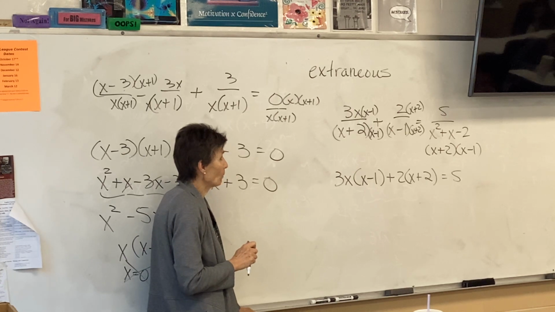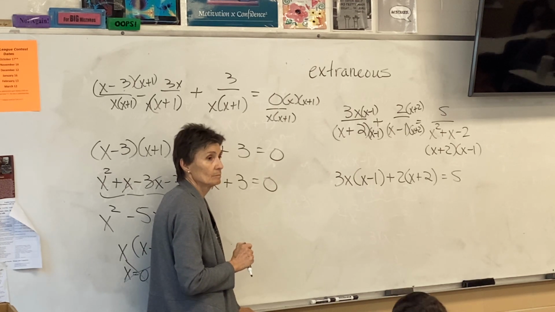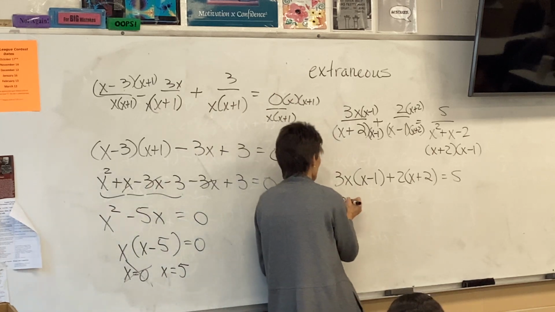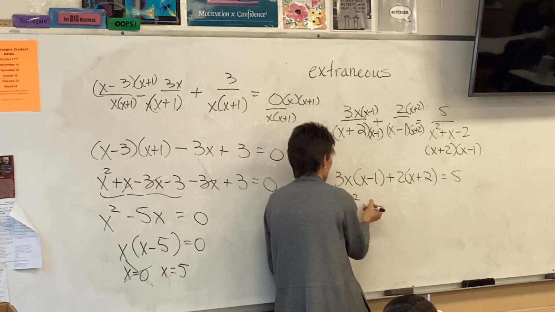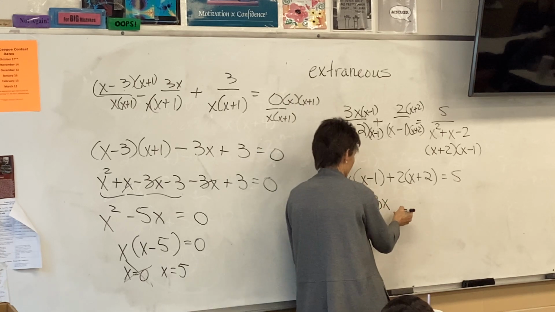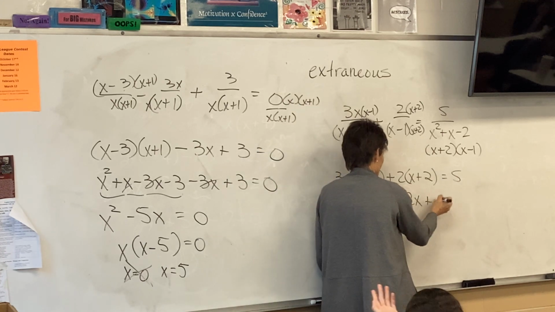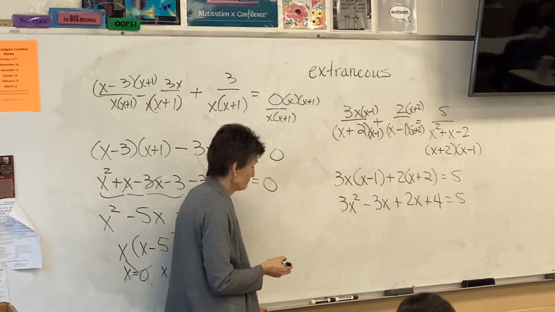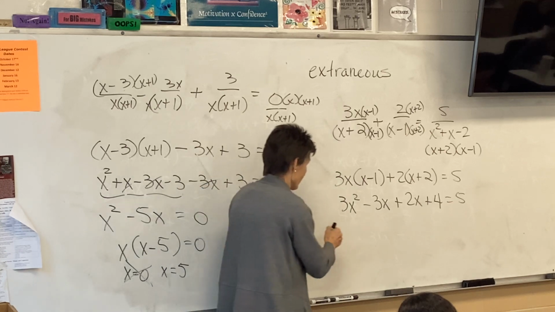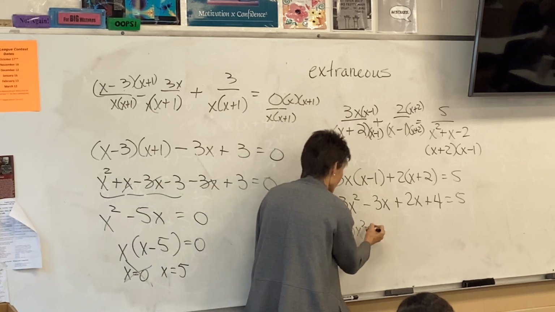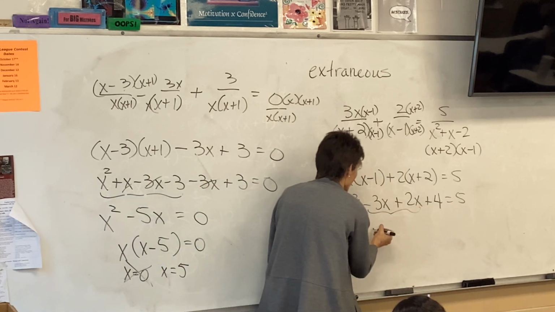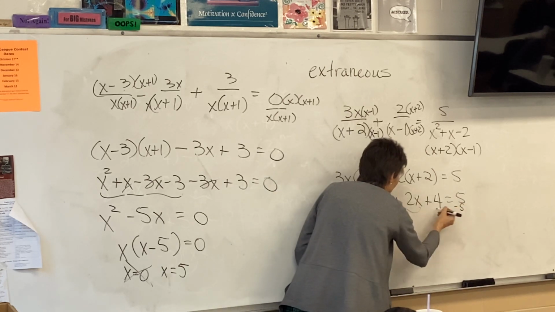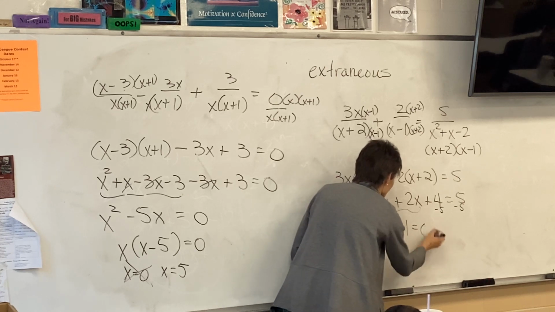Alright, now what do I do? Well, actually just distribute, yep. So 3x squared minus 3x plus 2x plus 4. Now I'm back where I was a second ago. So what have I got here? 3x squared minus 1x or minus x and minus 1.